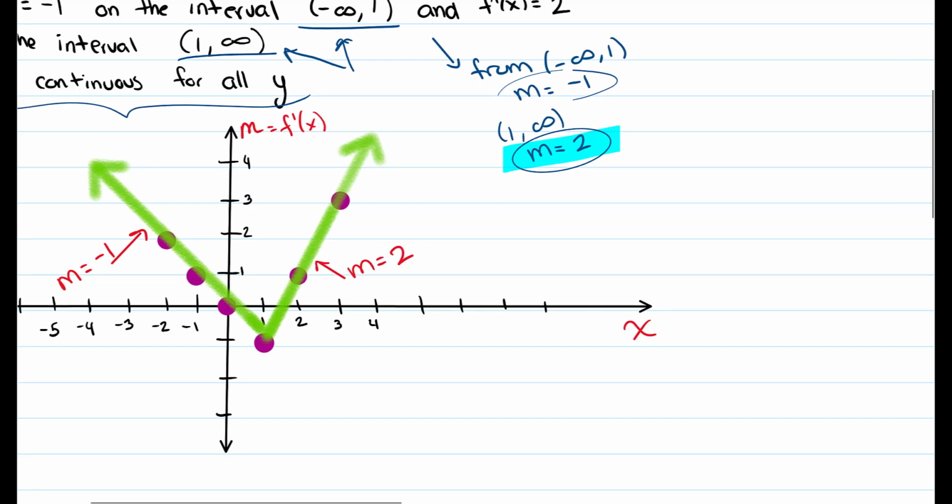So if I were to write this as a piecewise function, f prime of x is equal to -1 when x is less than 1, and it's equal to 2 when x is greater than 1.